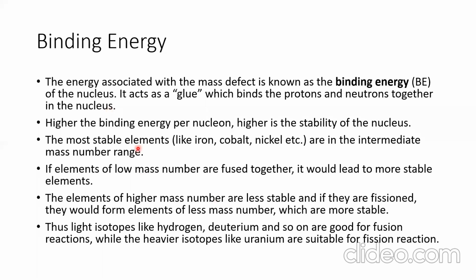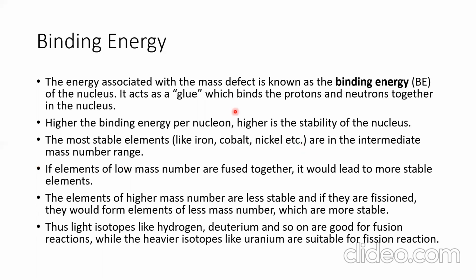Higher the binding energy per nucleon, higher the stability of the nucleus. Stability is higher means what? The neutrons and protons are stuck together. In any case, it means they are stable. The most stable elements like iron, cobalt, nickel are in the intermediate mass number.